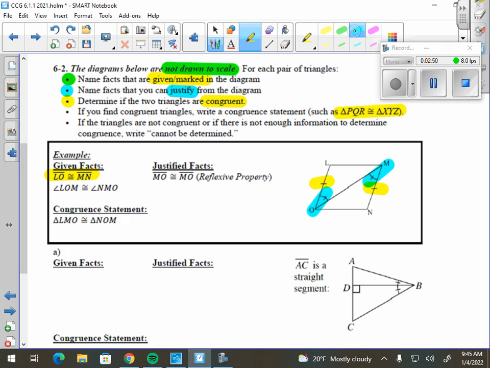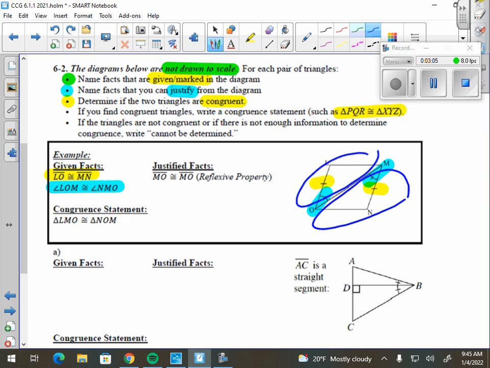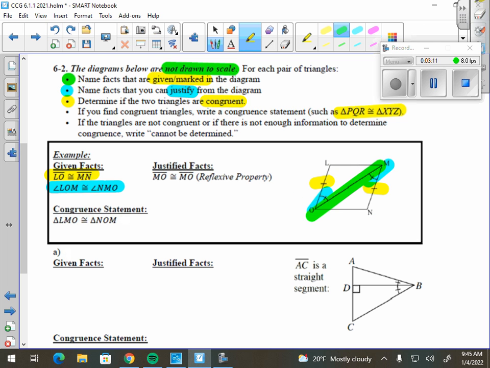So I'm going to highlight that in blue, just like my diagram, so my brain makes a connection. There's nothing else marked in the diagram, so I get to think, okay, well, what else do I know? Well, I see the 2 triangles, right? One triangle's here, one triangle's here. They share a side. It's not marked that it's equal, but I know it has to be because it's the same side. So under justified, I'm going to write side MO is congruent to side MO because of the reflexive property.